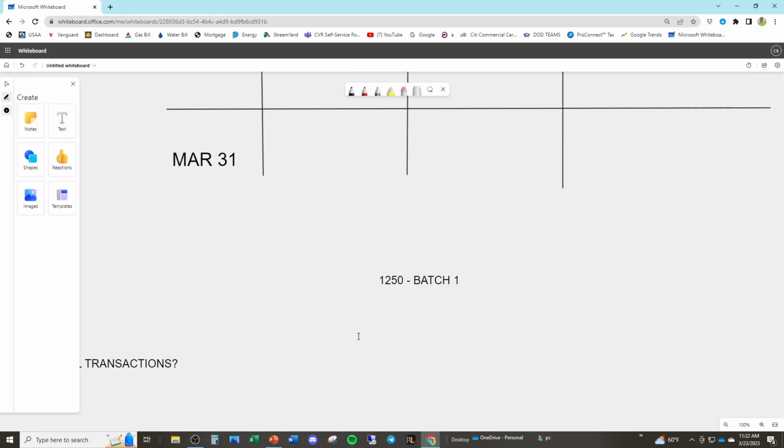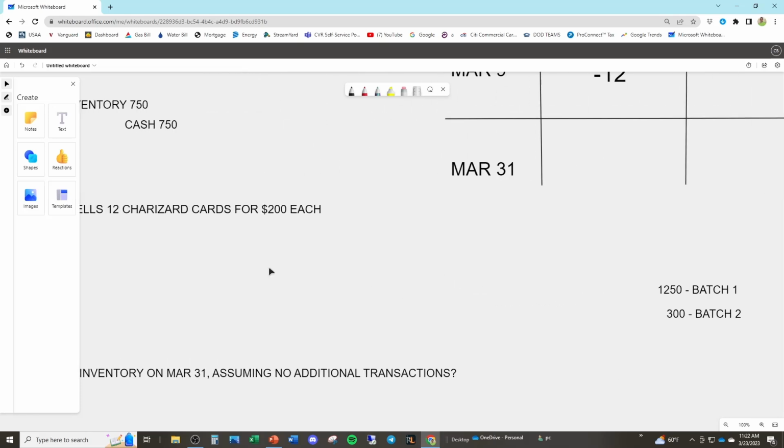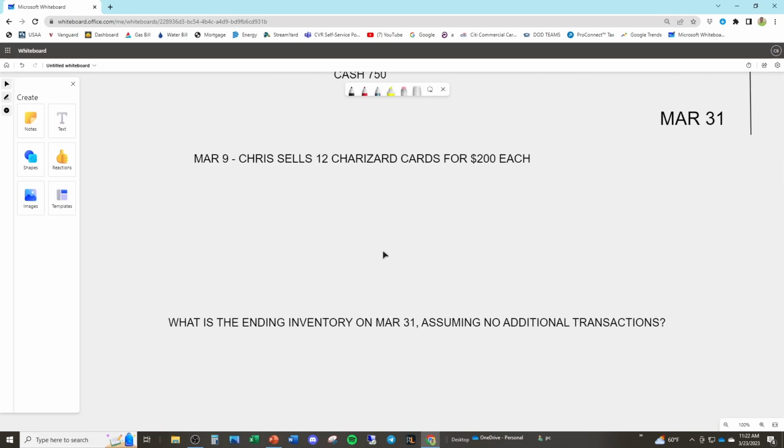So the cost of goods sold entry is going to be 1,250 plus 300 from batch 2 gives us a total of what? 1,550 of cost of goods sold. So now we can do the journal entries. Remember, in a sale, there's 2 transactions. There's the revenue transaction and the cost of goods sold transaction. We'll do the revenue first.